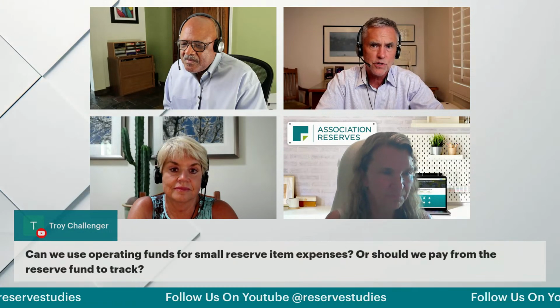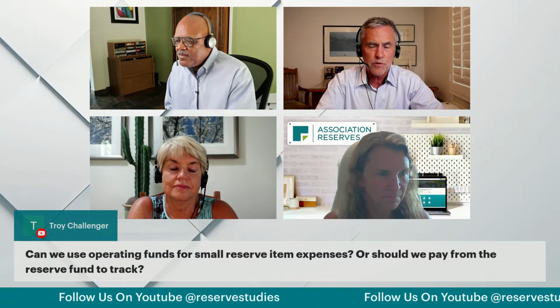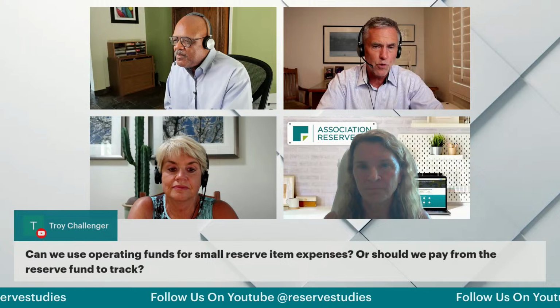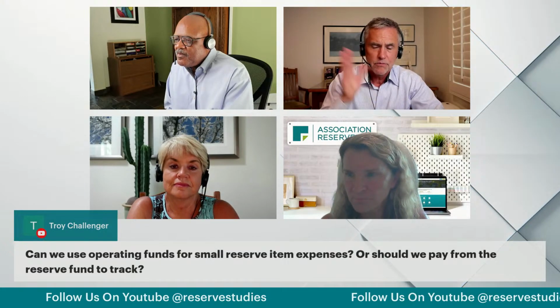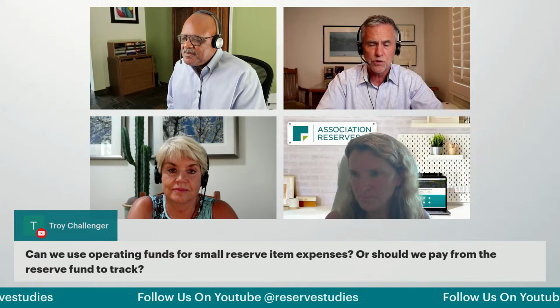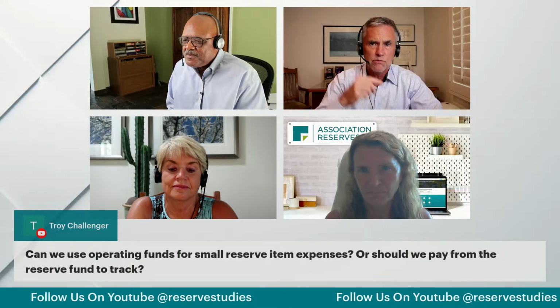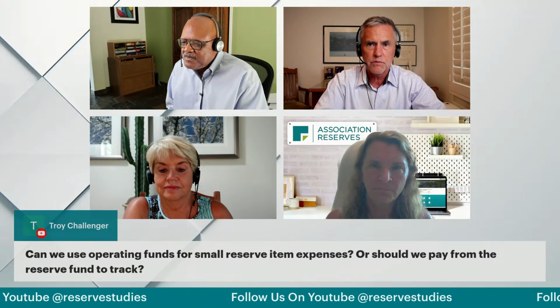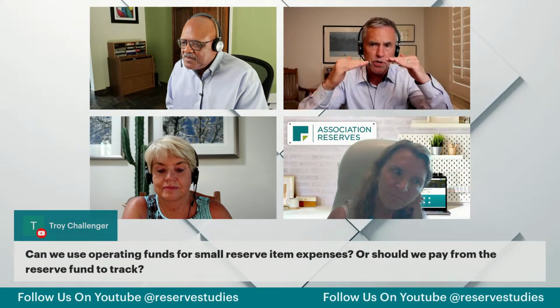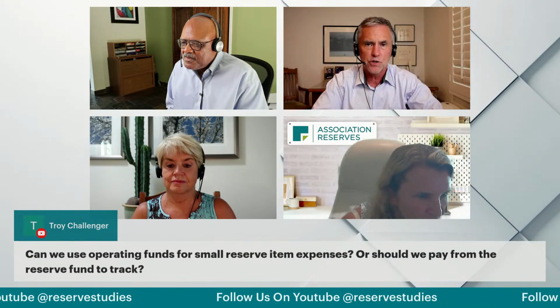Probably the wiser suggestion is contact your reserve study provider, bounce the idea off of them, talk to them about how much it is. If it's $432, they're probably going to say operating account. If it's $4,320, that's when those are the kind of things you need to be talking to your reserve study professional about. Get their opinion, because they know your property and they know the scale of expenses at your association.